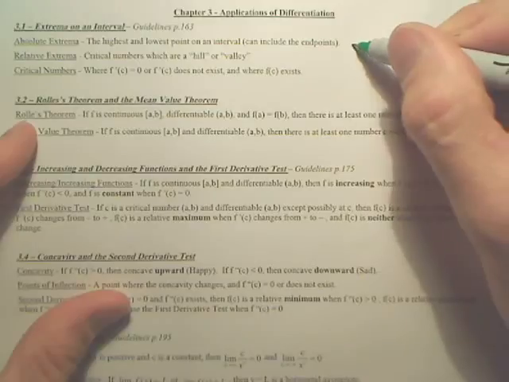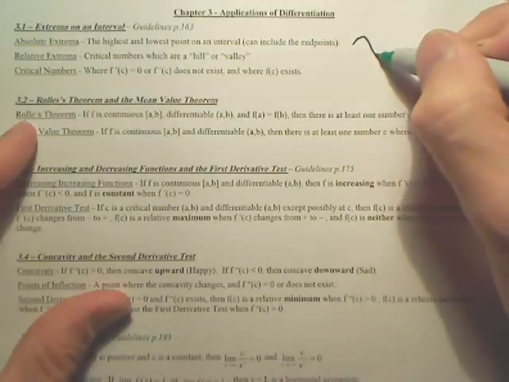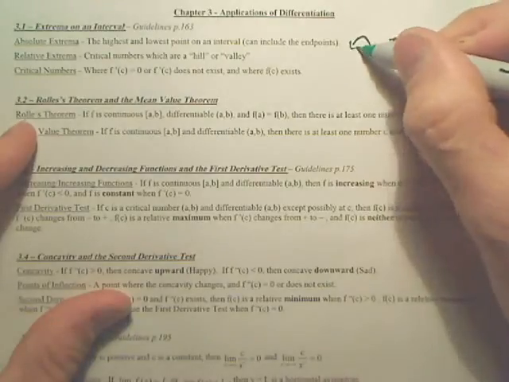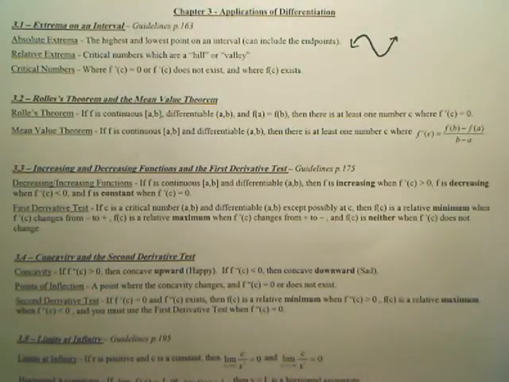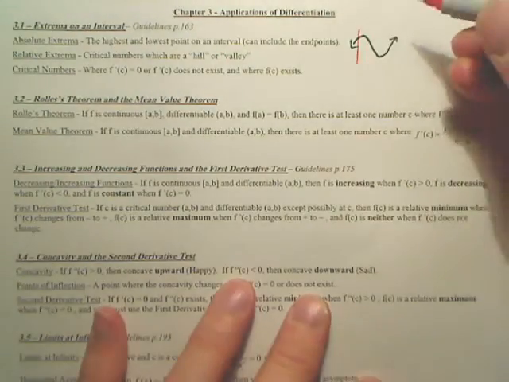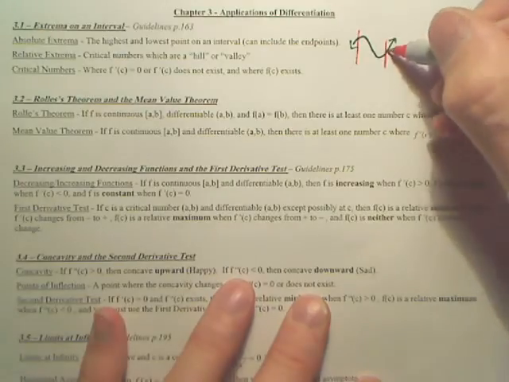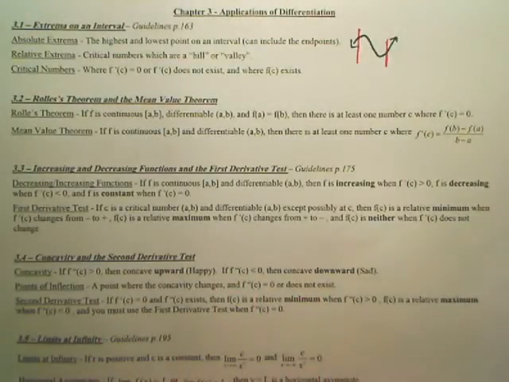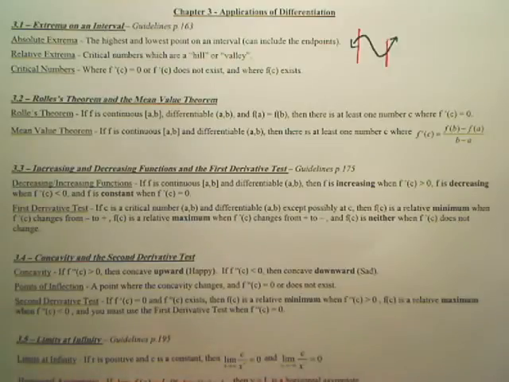Let's say we have this graph, and let's say my interval is from here to here. There's my interval. Now, the absolute extrema is the highest or lowest point on that interval, including the endpoints or the possibility of being them. So you look at the graph, or you look at a table, depending on what you have, and you have to find the highest or lowest point.